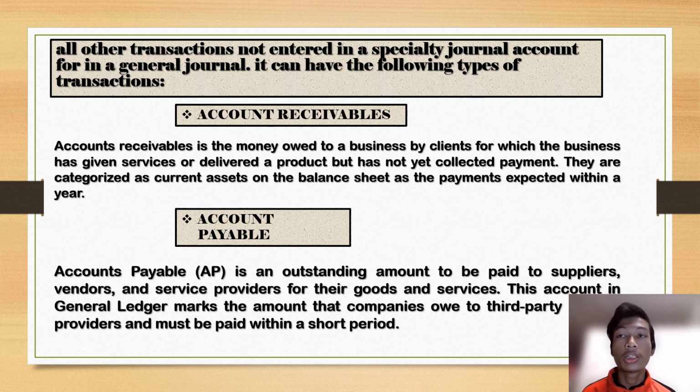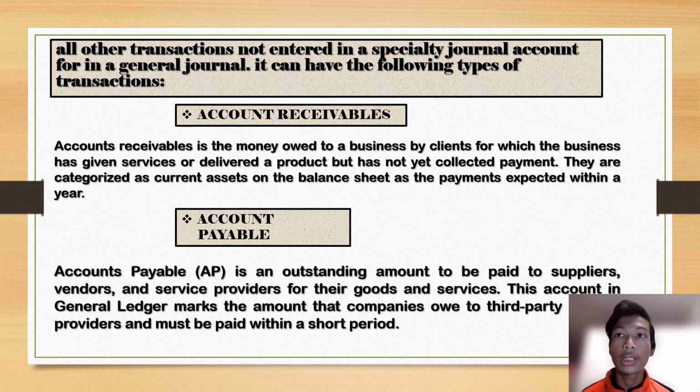All other transactions not entered in a specialty journal are accounted for in a general journal. It can have the following types of transaction. First, account receivable. Account receivable is the money owed to a business by a client for which the business has given service or delivered a product but has not yet collected payment. They are categorized as a current asset on the balance sheet as the payment is expected within a year.